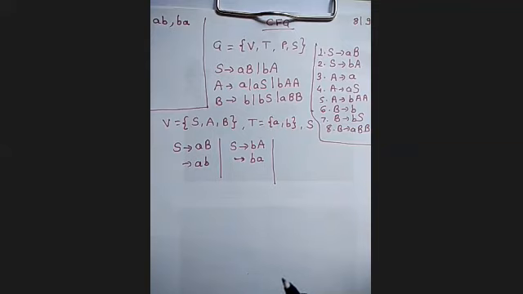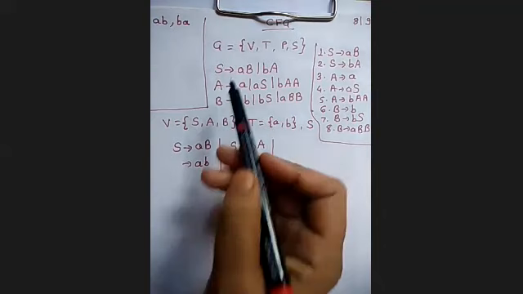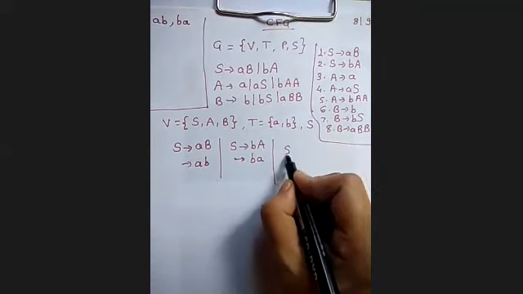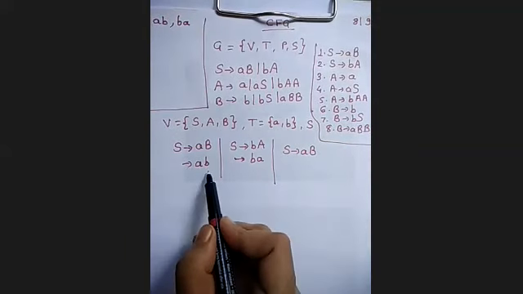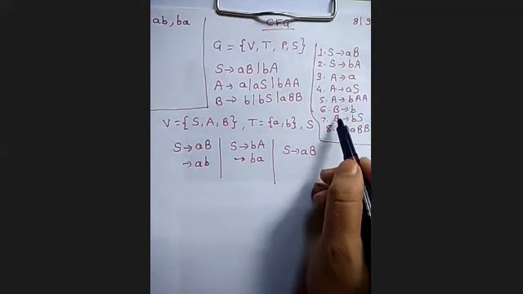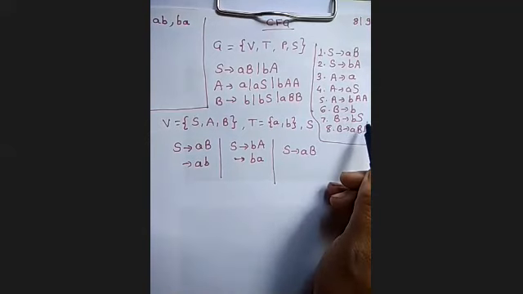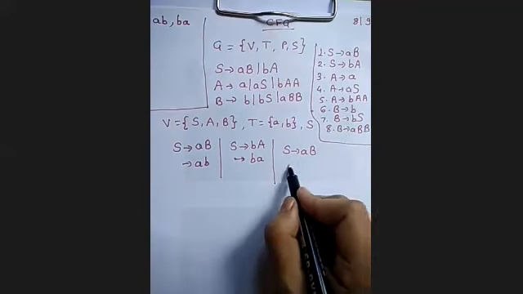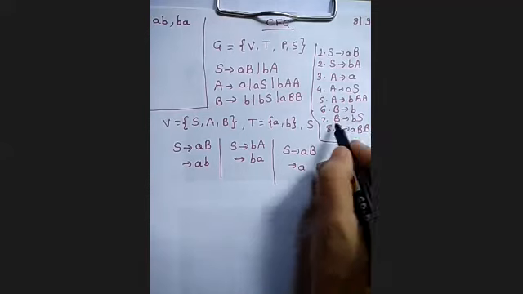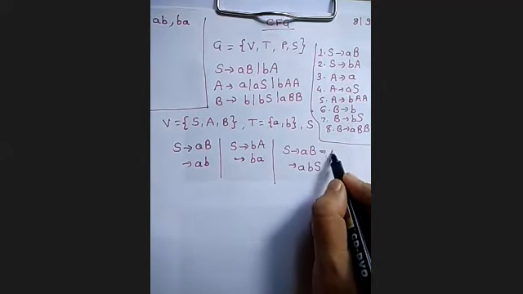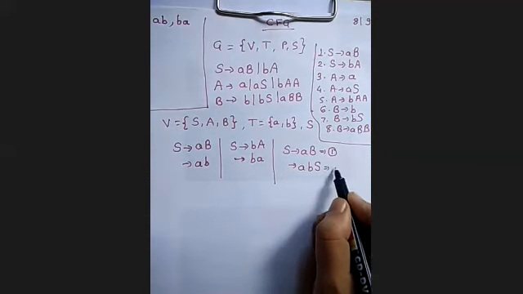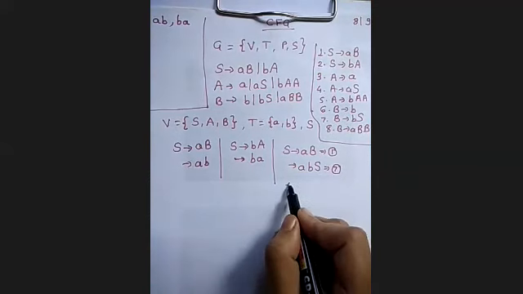For the next minimum length string, start with the start symbol. Let us start with S gives AB. For B, we already applied B gives b, so let us go for the other production of B, that is B gives BS. If I apply B gives BS here, you'll get this. We have applied rule number 1 here, and this is rule number 7.